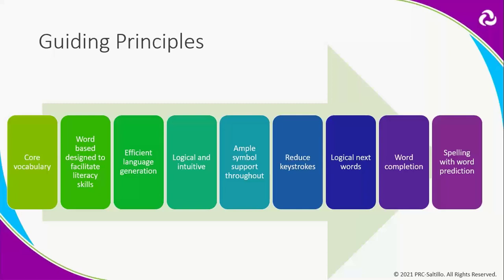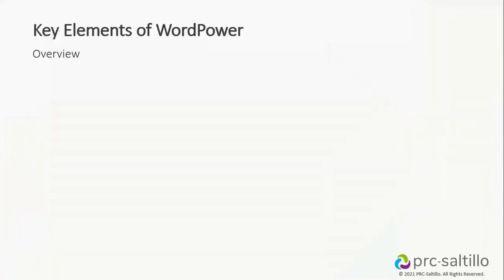They're all designed to be very efficient. They're designed to be logical and intuitive. I'm always thinking, how can the vocabularies be the most efficient with the fewest keystrokes? Some of the ways I do that are to use what I call logical next words, word completion, and then no matter what vocabularies, there's always spelling with word prediction. Some of the WordPower vocabularies have the spelling board right on the main page, and some of them are on a separate page.